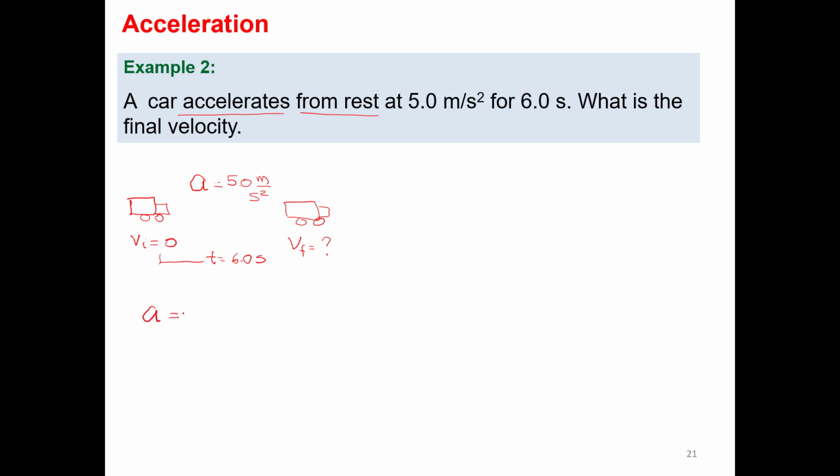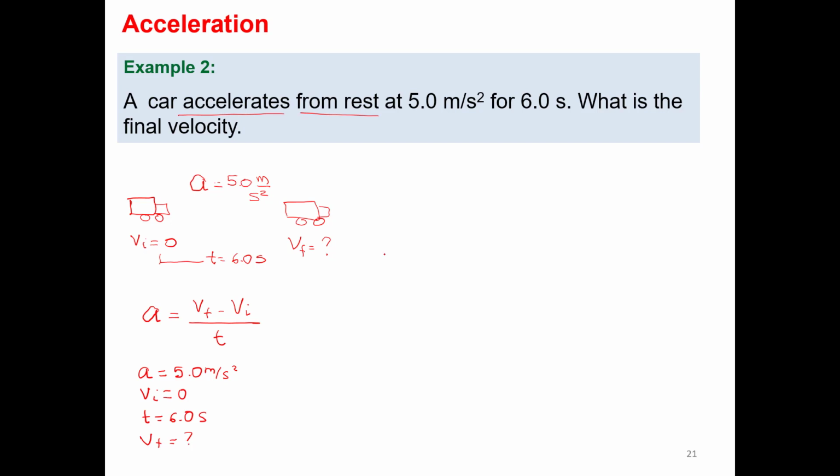We know the change in velocity over time corresponds to acceleration, so this is the equation to calculate the acceleration. We know the acceleration is 5.0 meters per second squared. We know the initial velocity is 0. We know the time is 6.0 seconds. And we want to calculate the final velocity.